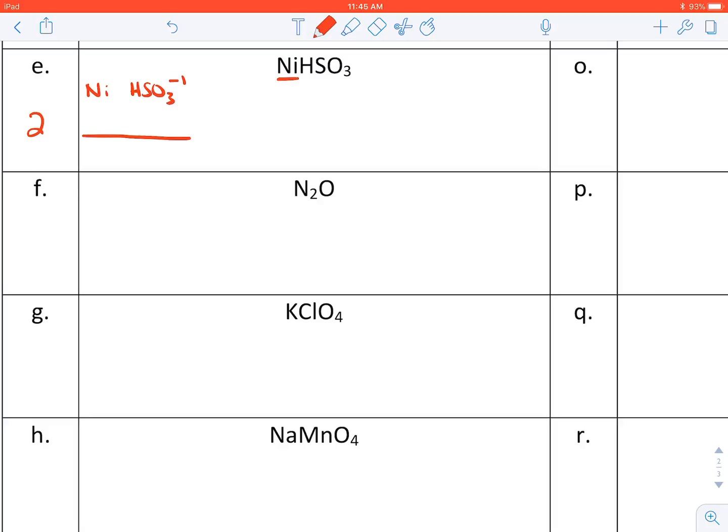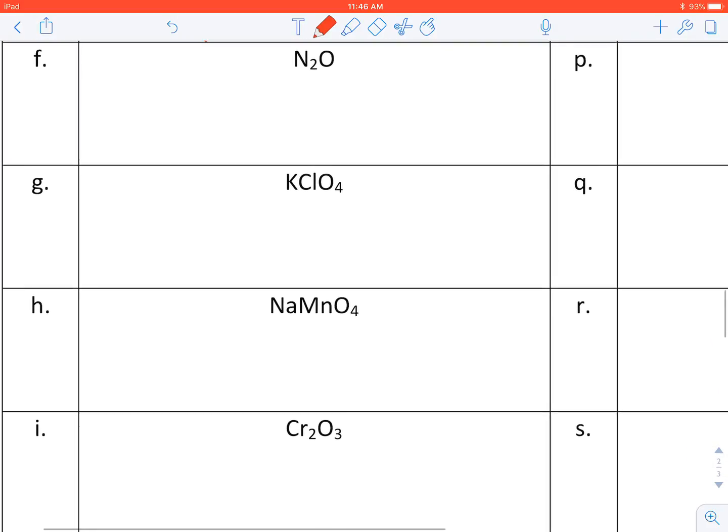So we've got that being -1, and we only have one of those. This whole entity is -1. All right. So we need a +1 here, so they add up to be 0. So Ni has to be +1. So we're just going to say nickel 1 bisulfite, which is the name of HSO3 on the top of our periodic table.